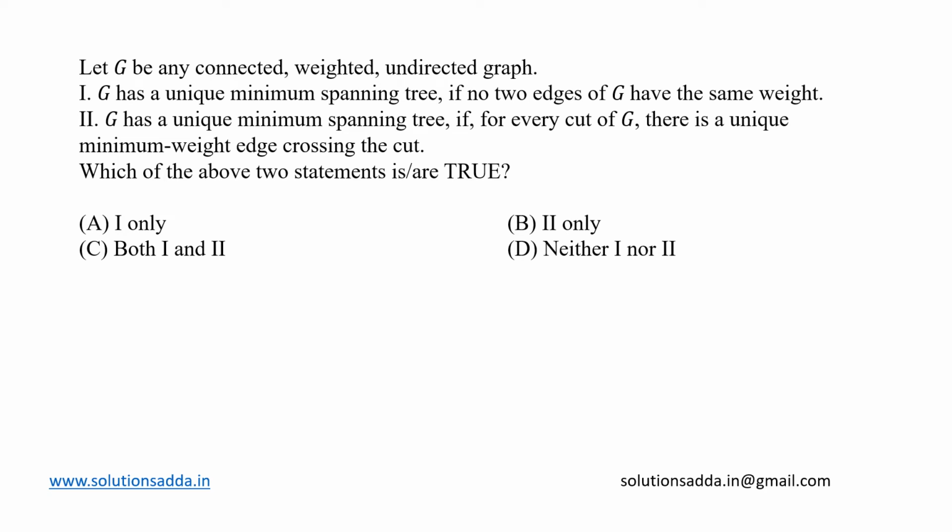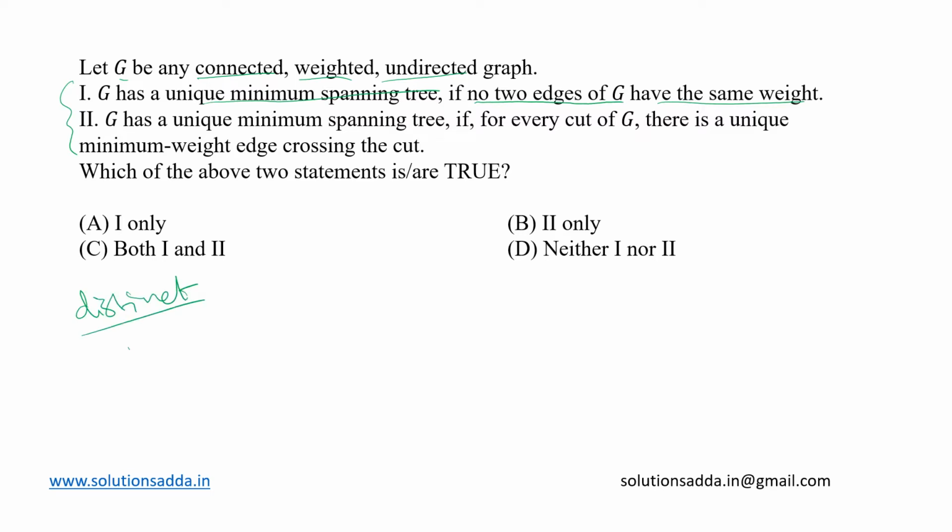This is a graph theory question. We have been given two statements and we need to determine which of these statements is true. They have considered a graph G, which is a connected, weighted and undirected graph. Statement 1 is saying that G has a unique minimum spanning tree, MST, if no two edges of G have the same weight, which means all the edges have distinct weights.